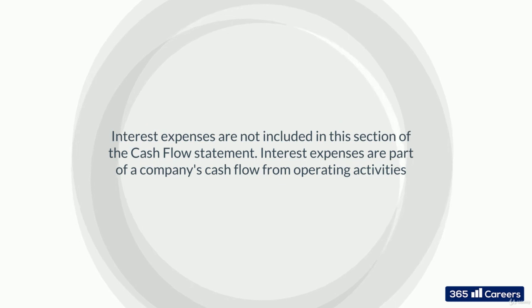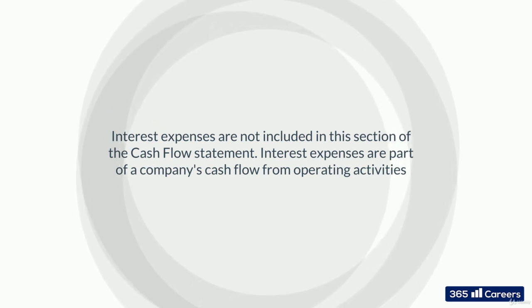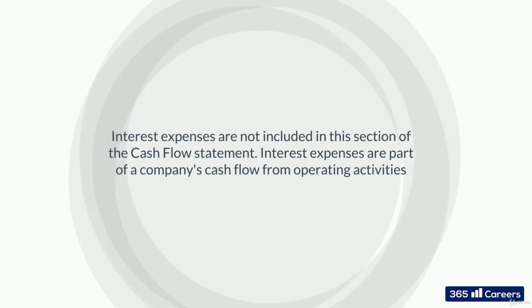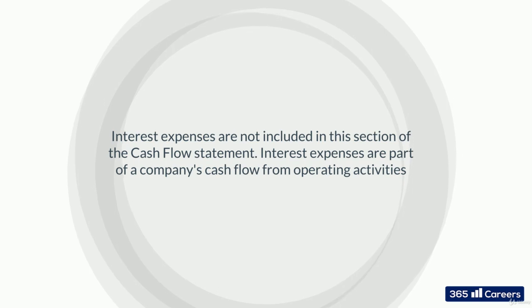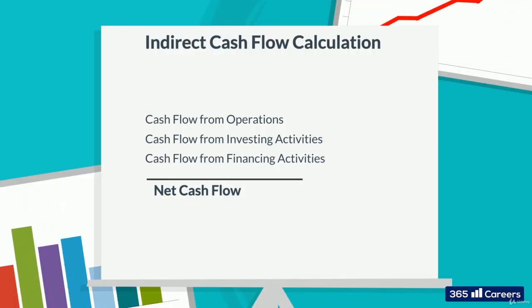Even though interest expenses are closely related to financing activities, they are not included in this section of the cash flow statement. Interest expenses deriving from debt are part of a company's cash flow from operating activities. And again, similar to what we saw for the direct method, net cash flow is equal to the sum of the three types of cash flows. This is how we calculate a company's cash flow using the indirect method.